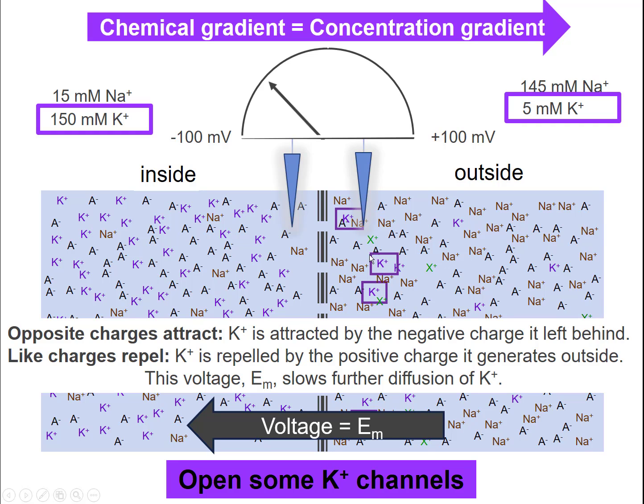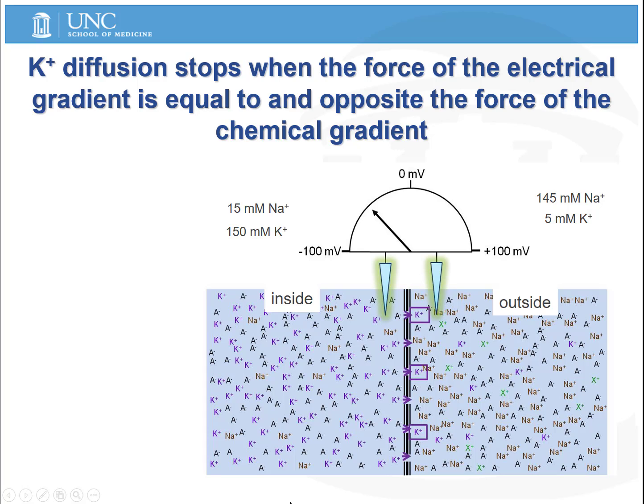So the bottom line is that at first, diffusion is the dominant force driving the movement of potassium ions across the membrane from inside to outside. But as the inside of the cell becomes more negative, that negative electrical force pulls the positively charged potassium back inside. So when does potassium stop flowing down its concentration gradient?